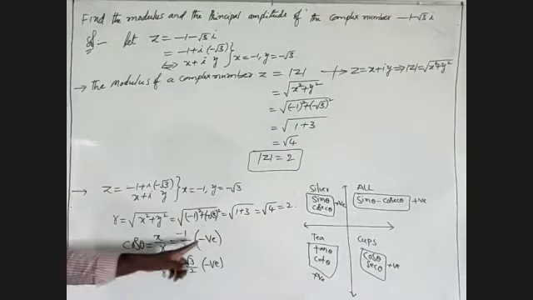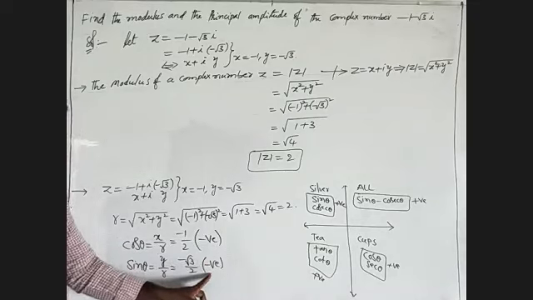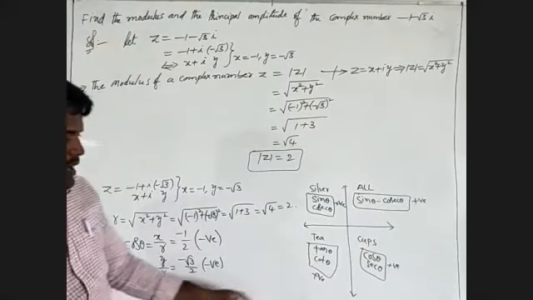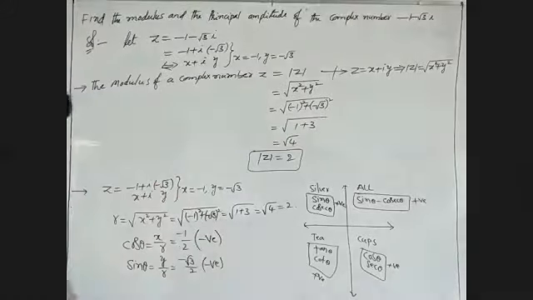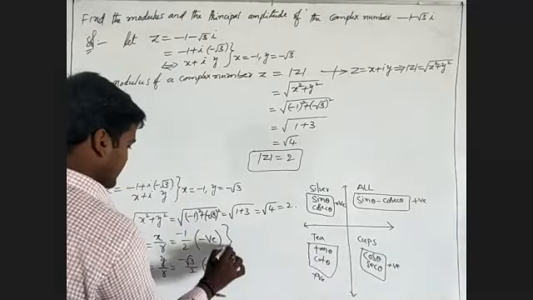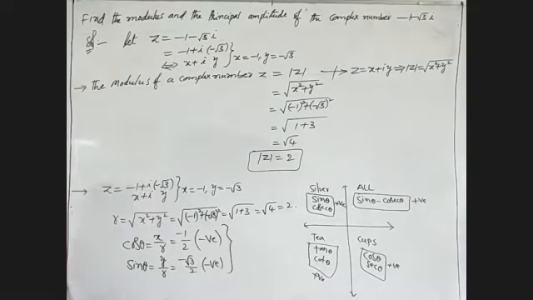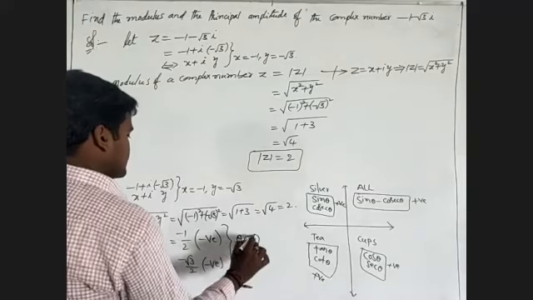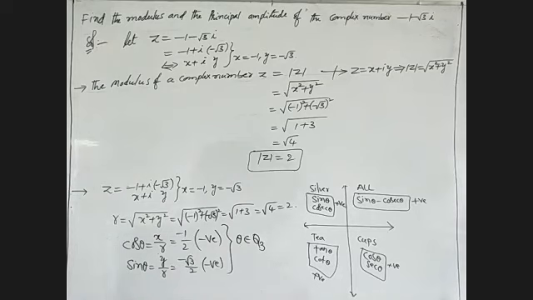We observe that cos theta is negative and sin theta is negative. Here all are positive, here sin is positive, here tan and cot theta are positive, and here only cos and secant are positive. Since sin theta is negative and cos theta is negative, theta lies in the third quadrant. That implies the principal amplitude.